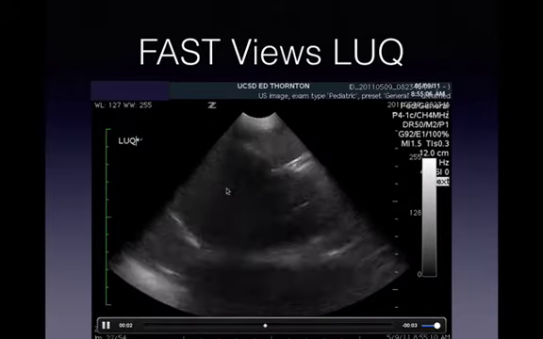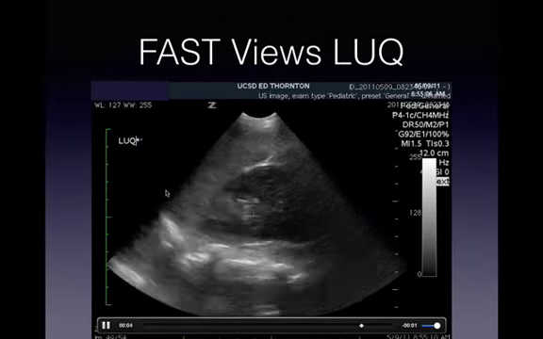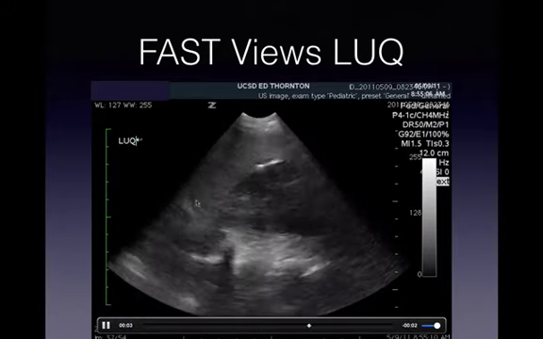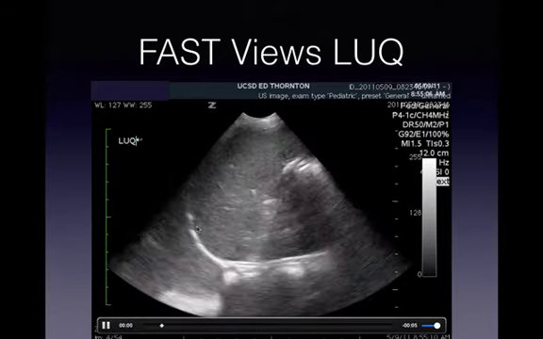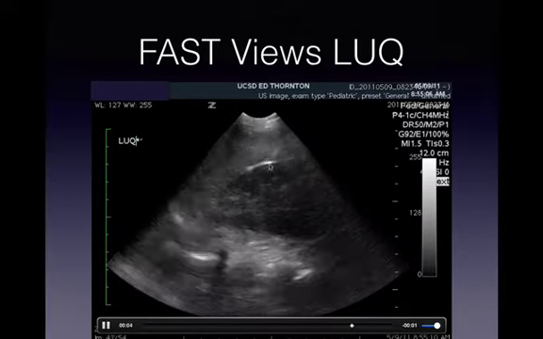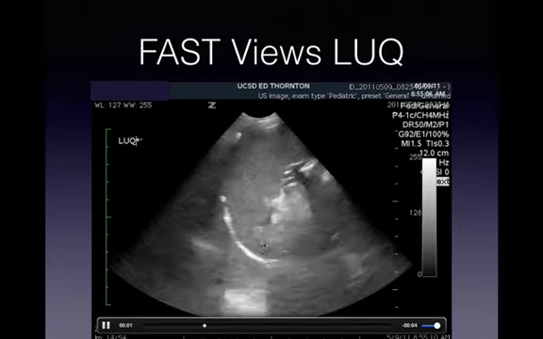Here's an example of the left upper quadrant, which is the same view, but again, my hand is resting on the bed. I get the nice mirror image artifact, and I'll get the spleen, which is smaller, and upper rib, and the kidney, and no free fluid in between the two.